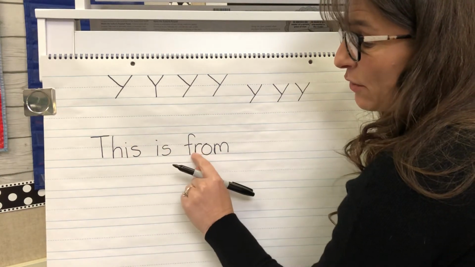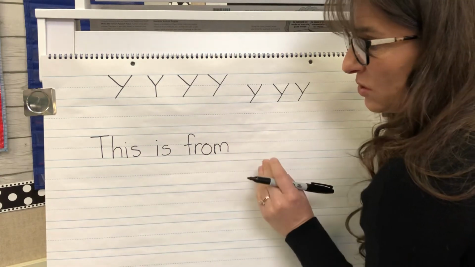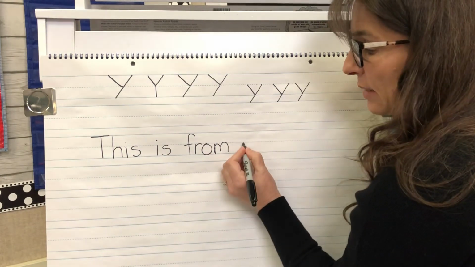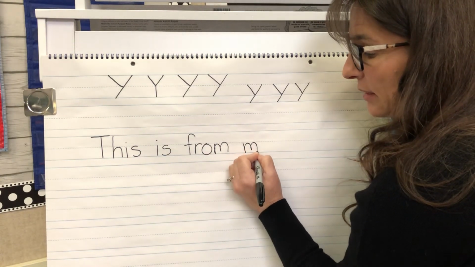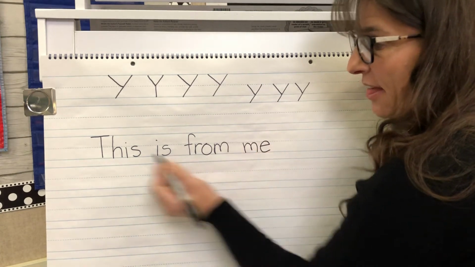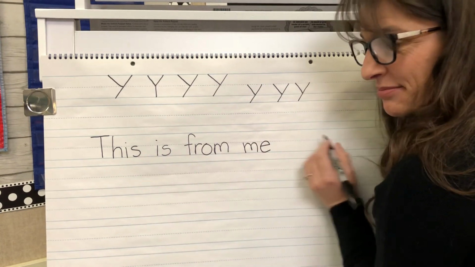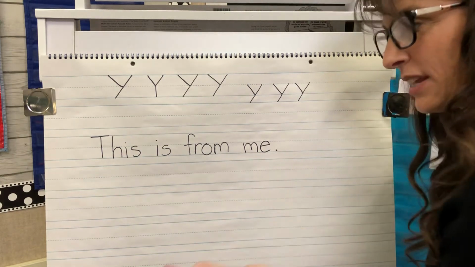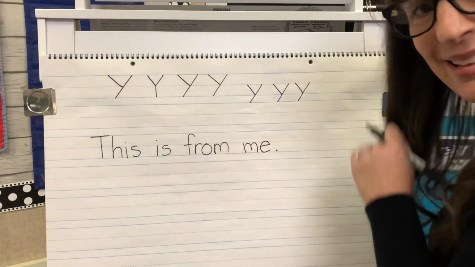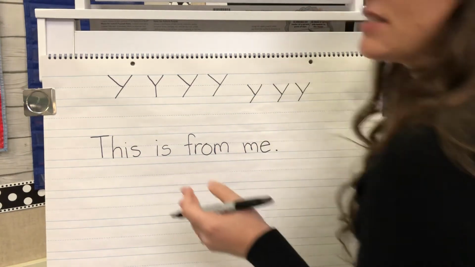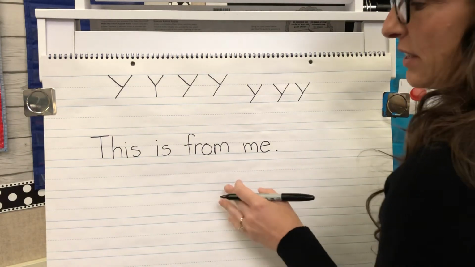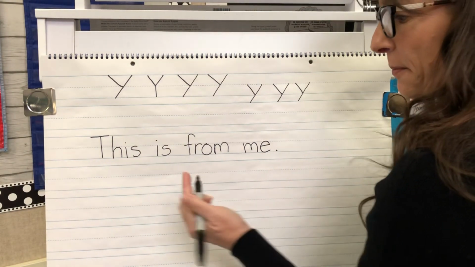This is from, make a space, let's do me. That's a sight word too. M-E spells me. This is from me. So if you get a gift for somebody, you could say, this is from me. And then the other sight word that we have is the word no.